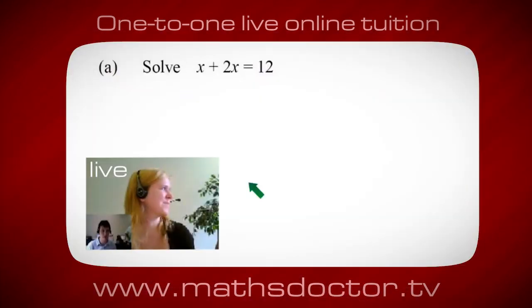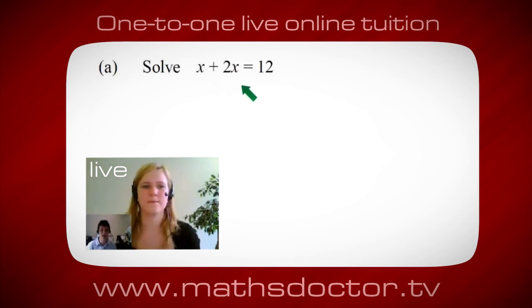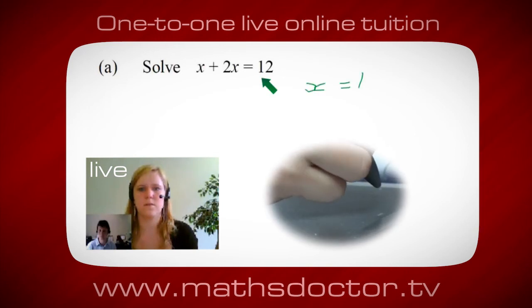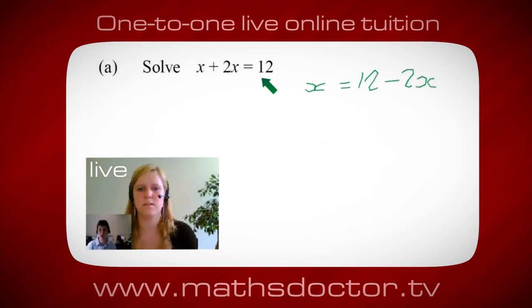Okay, Mary, so let's have a look at this one. Solve x plus 2x equals 12. So what do you think you do first? Well, I want x on its own, so I would put x equals 12 minus 2x.